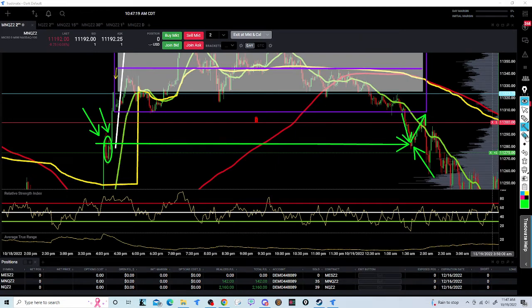And this is one of my favorite drawings that I like to draw, is you'll have the breakout, the retest, and then the continuation. The breakout, the retest, and then the continuation.